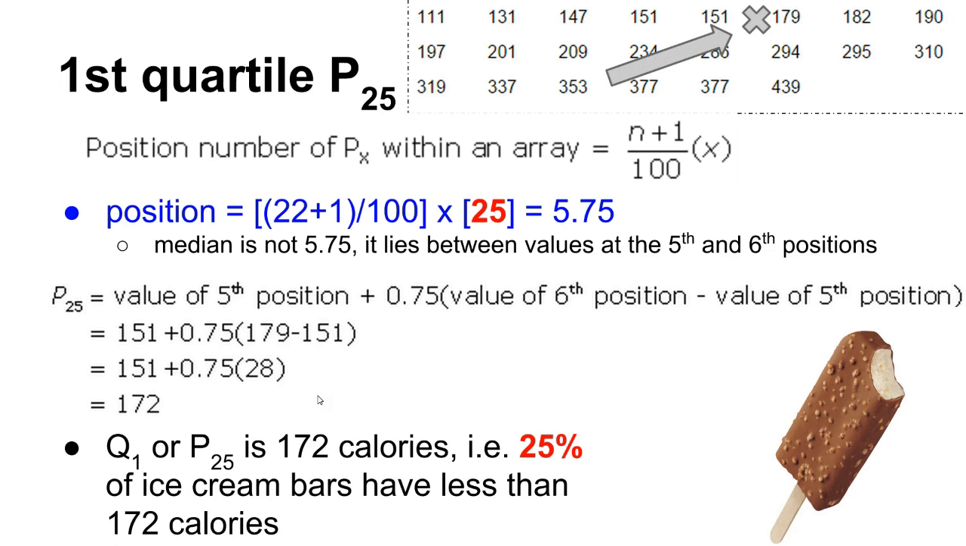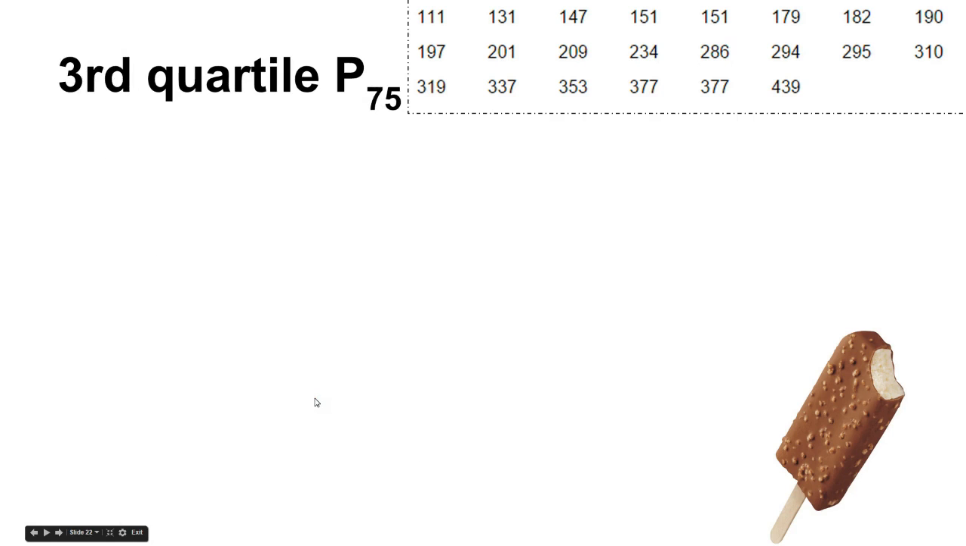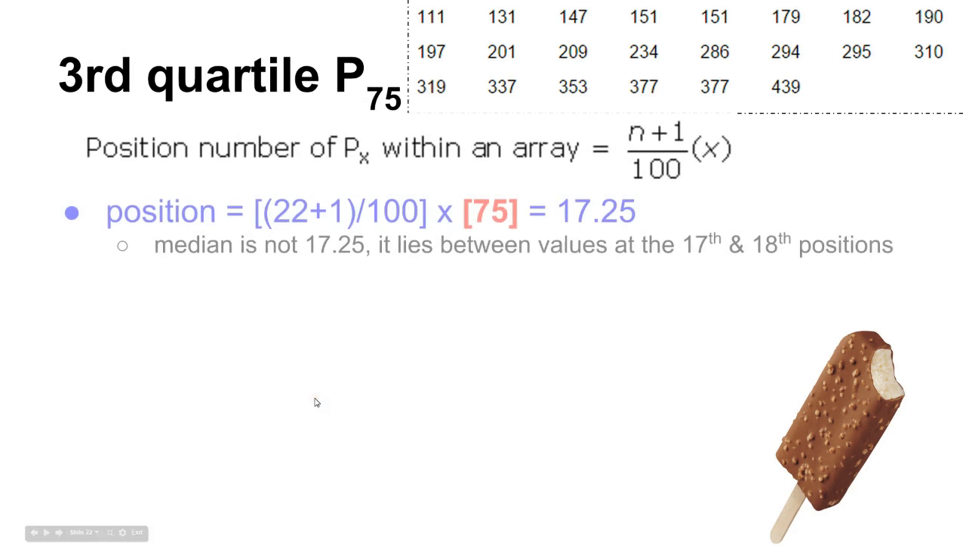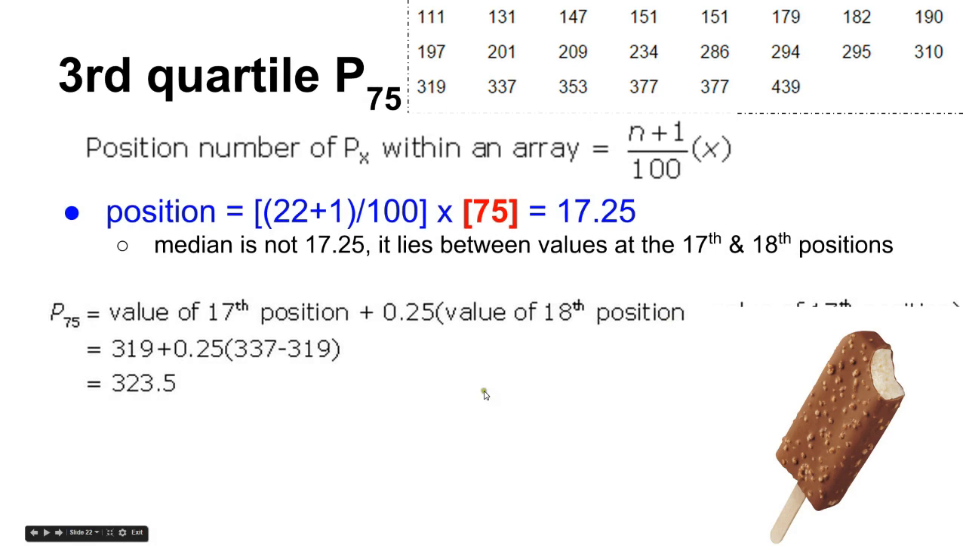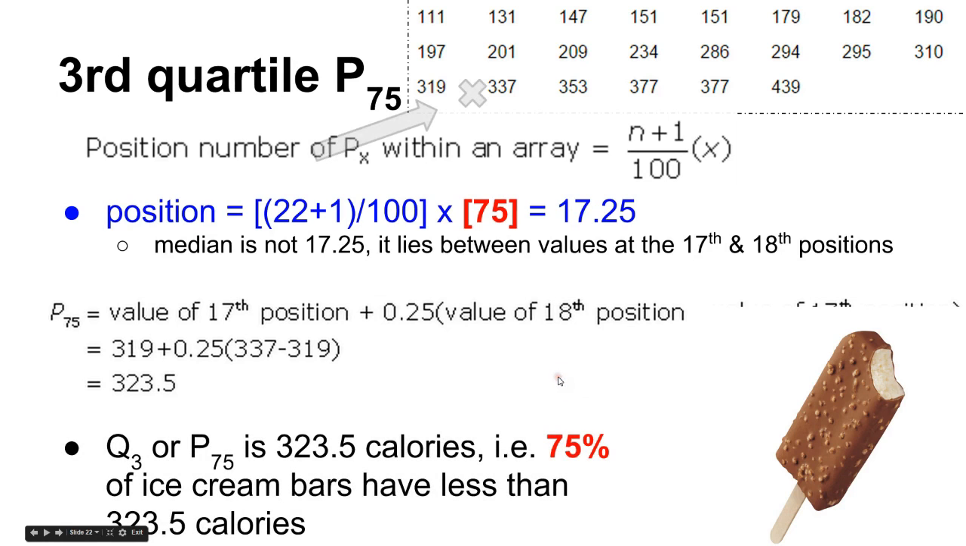So there is the 25th percentile. The 75th percentile, third quartile, is the exact same process. In this case, we got 17 1/4, so we're going to do a quarter of the difference between the 17th and the 18th position. In the end, that gives us 323.5 calories and an X that pops up right there. So that's 3/4 of the data set below the X.